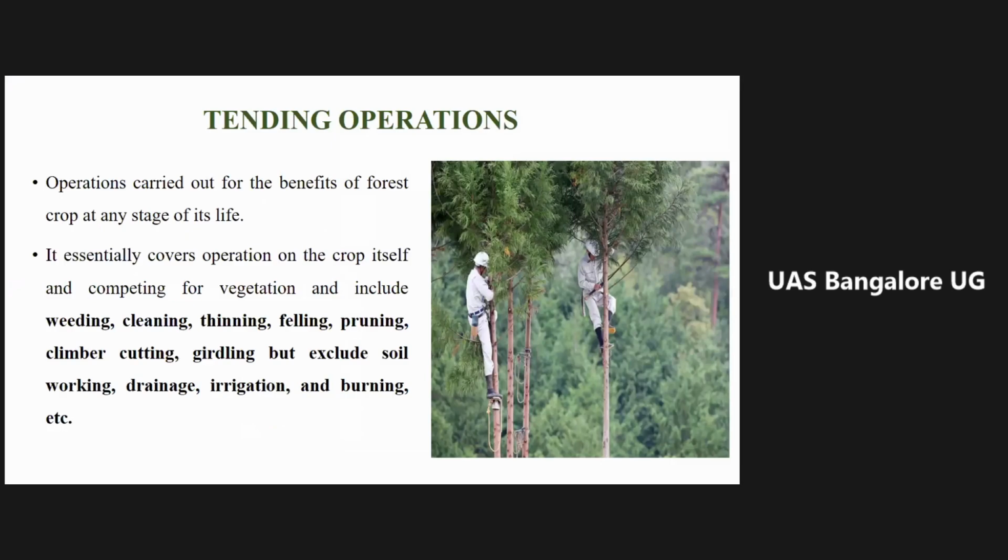Tending operation means any operation carried out for the benefit of the forest crop at any stage of its life. It may be in the younger stage or the older stage. It essentially covers the operation on the crop itself and the competing vegetation. These tending operations include weeding, cleaning operation, thinning, felling, pruning, climber cutting, and girdling. But these tending operations exclude soil working, drainage preparation, irrigation, burning, and also nutrient management, etc. So we'll discuss one by one.